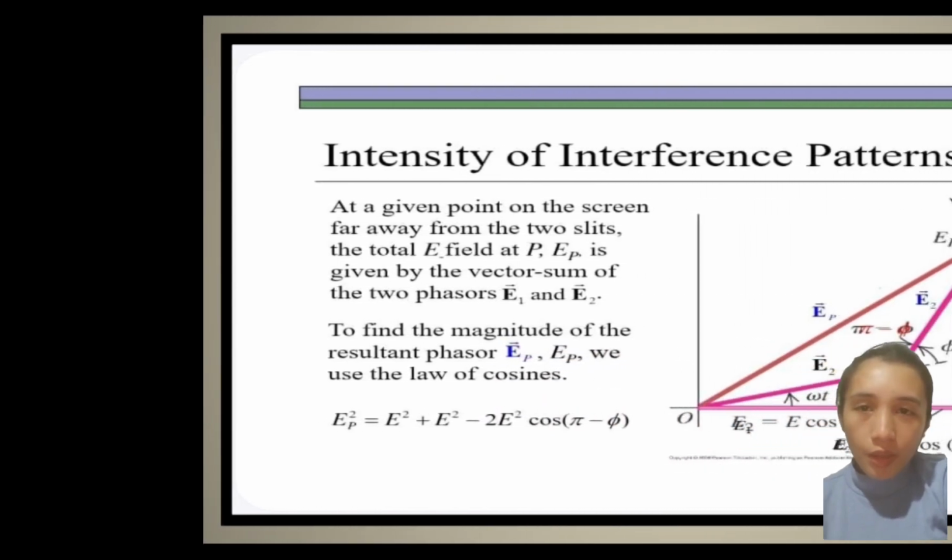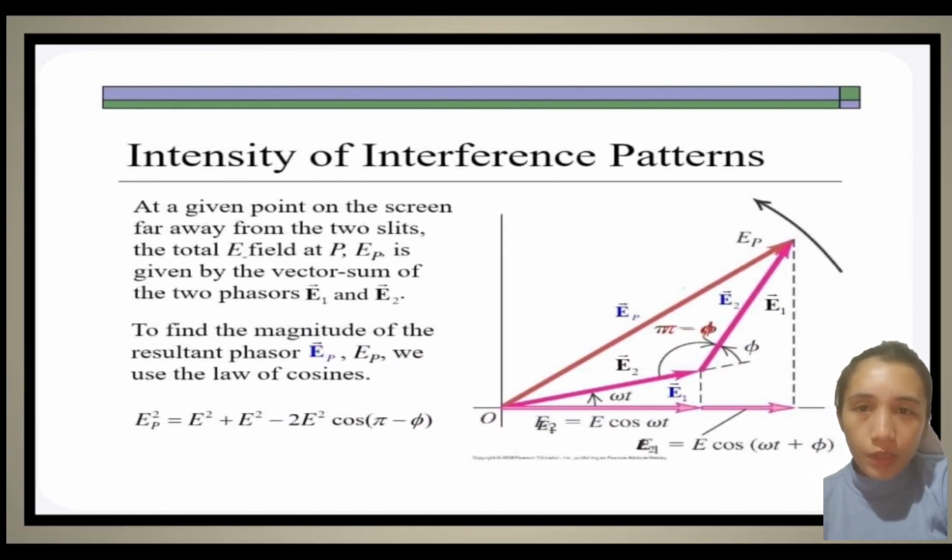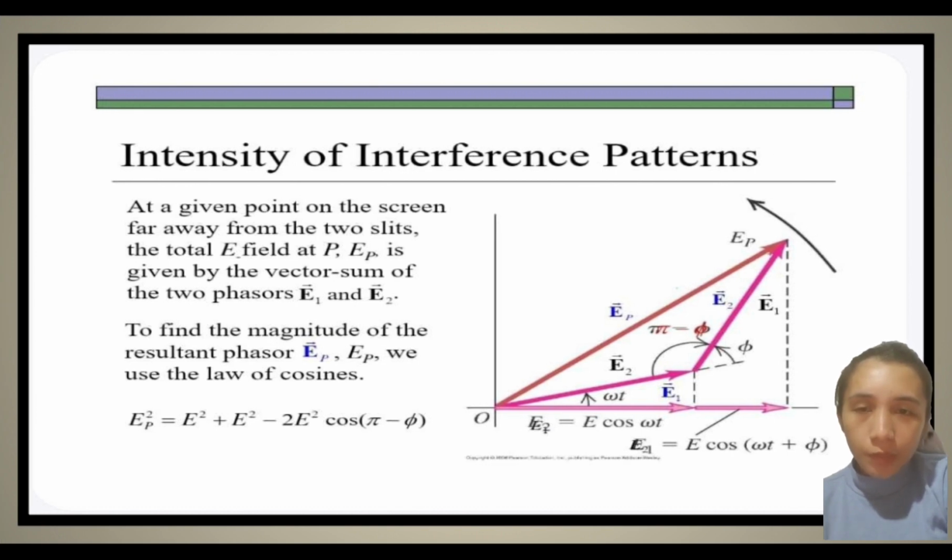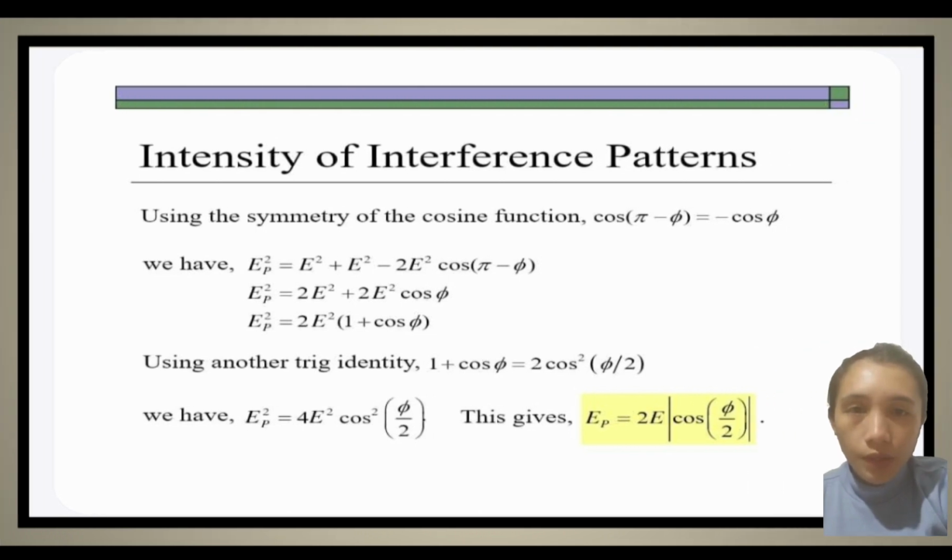For the continuation on the intensity of interference patterns, at a given point on the screen far away from the two slits, the total E field, or electric field, at point P is given by the vector sum of the two phasors, E sub 1 and E sub 2. To find the magnitude of the resultant phasor, we use the law of cosines. E sub P squared is equal to E squared plus E squared minus 2E squared cosine of pi minus the phase difference. Using the symmetry of the cosine function, cosine of pi minus the phase difference is equal to the negative cosine of the phase difference.